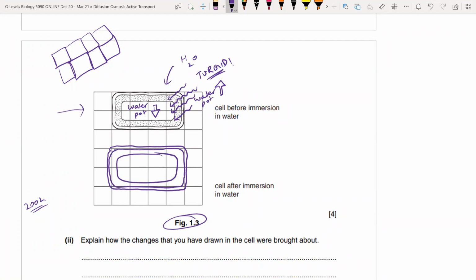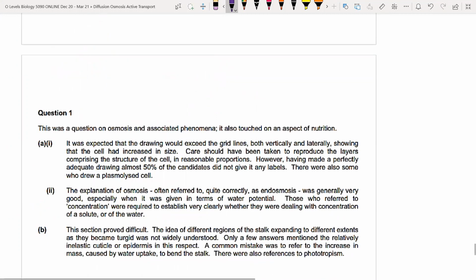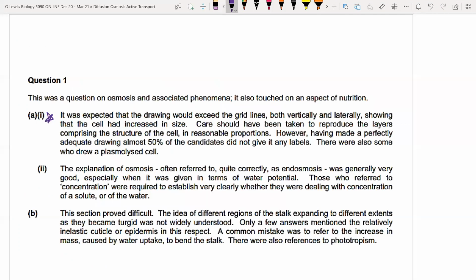And that's it. I mean, I'm sure जो आपने draw किया है आपने यही ज़हन में रखा होगा. So I mean I want to show you what the examiner has to say. बच्चों, this is really important. Please I want you to understand this. It says it was expected that the drawing would exceed the grid lines both vertically and laterally, showing that the cell had increased in size.